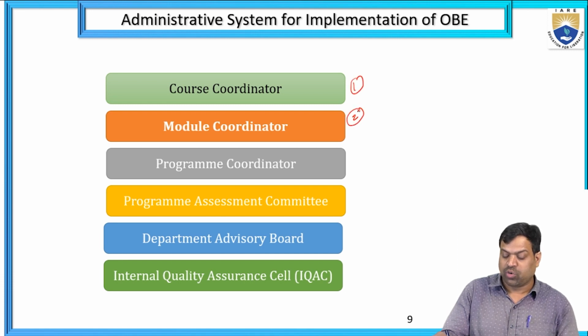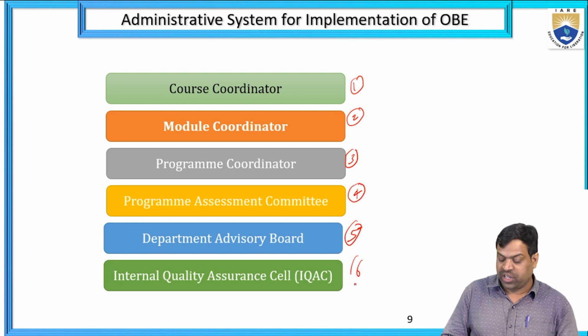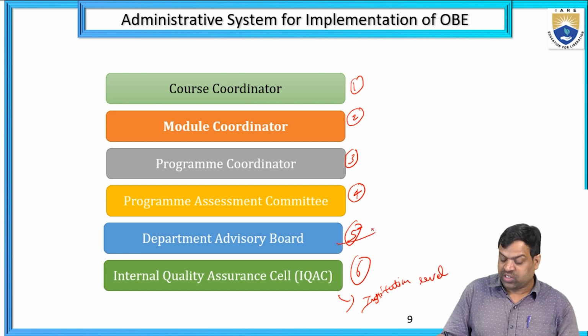Next one is a module coordinator. Each module has coordinators, and then the total program coordinator, and the complete program assessment committee is there. Department advisory committee, IQAC. So IQAC is completely at the institution level. It is at the institution level. The others are completely at the department or course level.